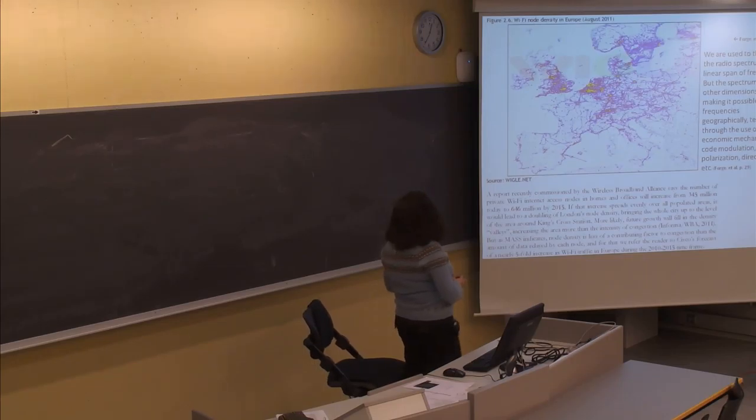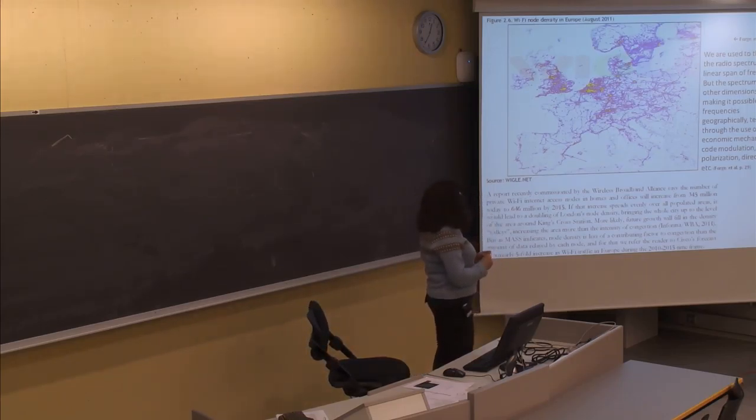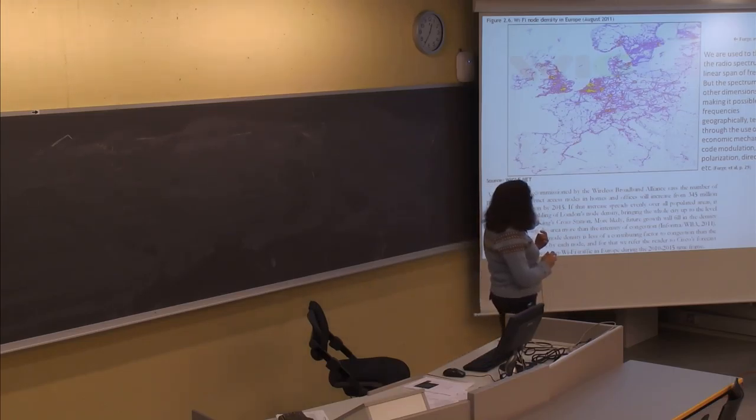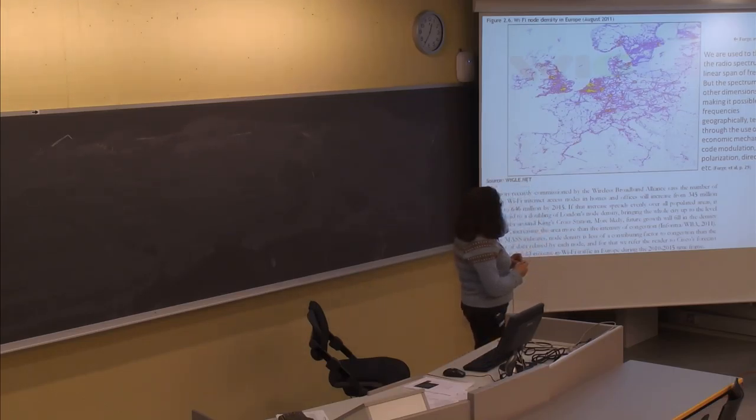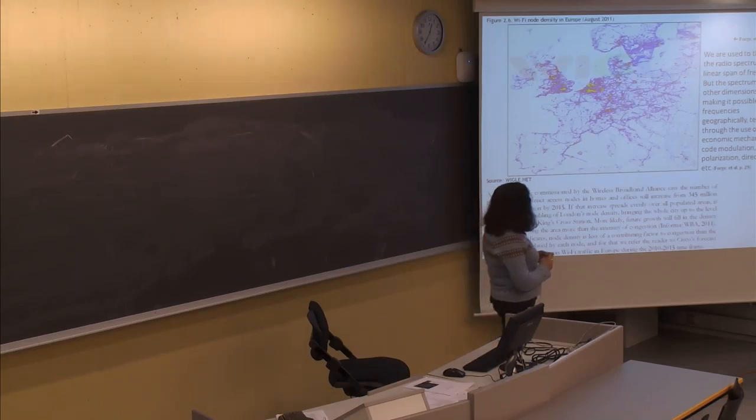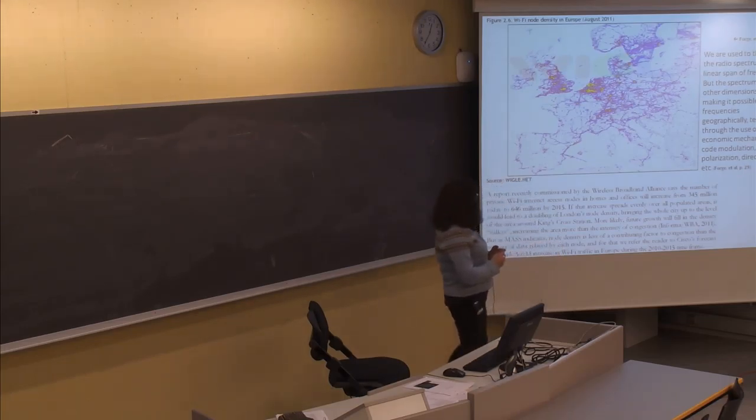So, what is the issue? In Europe, the Wi-Fi node density is very high. In some places, like the cities, it is very high. And so we are used to thinking of radio spectrum as a linear exchange of frequencies. But the spectrum has other dimensions as well, making it possible to share frequencies geographically, temporally, and through the use of economic mechanisms. Co-modulation, polarization, collection, and so on.